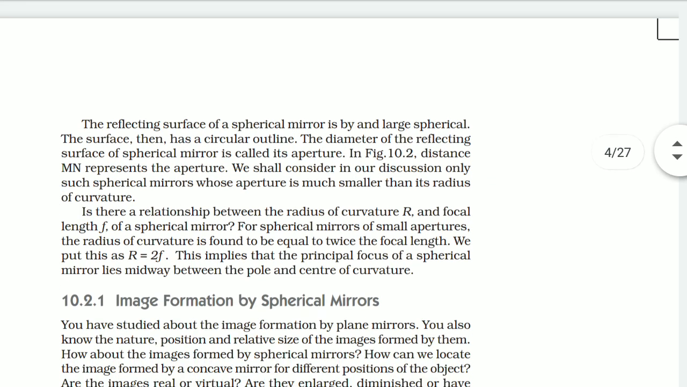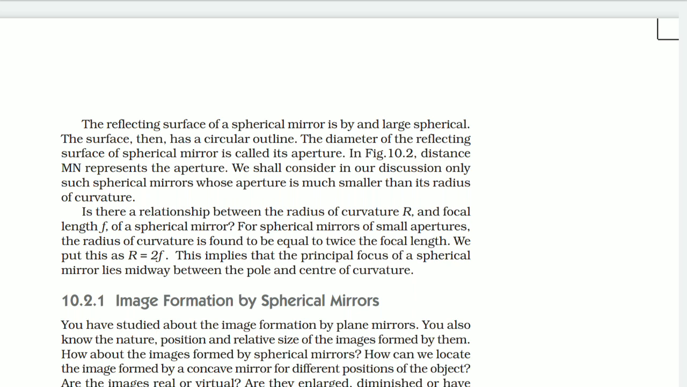The reflecting surface of a spherical mirror is a part of a large sphere. The surface then has a circular outline. The diameter of the reflecting surface of a spherical mirror is called its aperture. The distance MN represents the aperture. We shall consider in our discussion only such spherical mirrors whose aperture is much smaller than the radius of curvature.